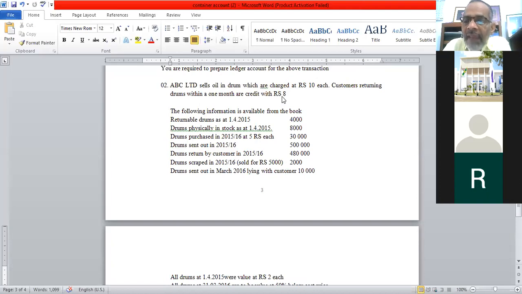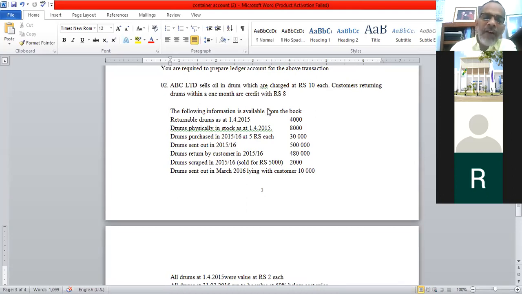Invoice price is 10, return price is 8. You have to pick up the related information needed for the container account. Let's look here. Charge 10 rupees per container, that is the invoice price. Return price is 8 rupees.